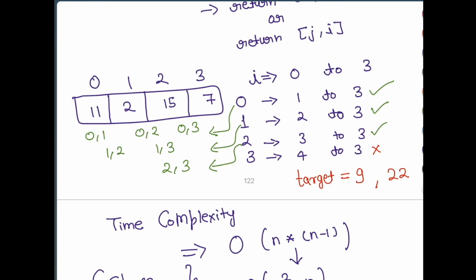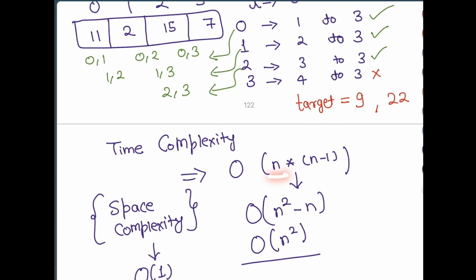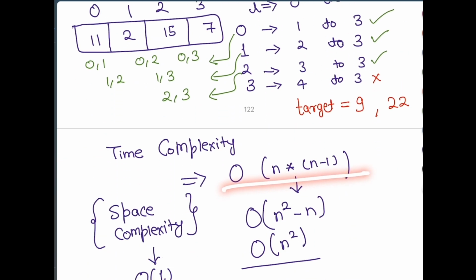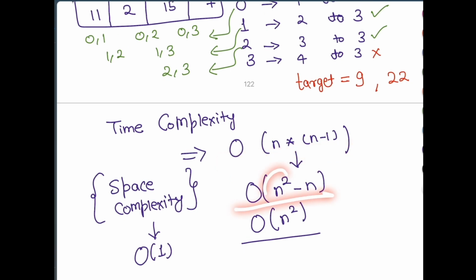See, here n is the length of our array. So try to think how many times we are performing the operation. We are actually doing it for n multiplied by n minus 1. Because you can see the loop, right? It is running from 0 up to length minus 1. That is total n times. And this second loop is actually running for n minus 1 times. So n multiplied by n minus 1, that is our time complexity. And this will be equal to O of n square minus n. And in big O notation, we can say it as O of n square.